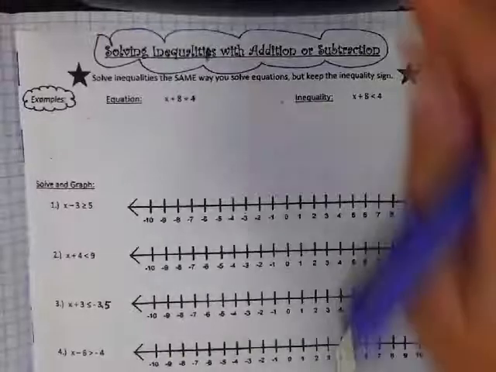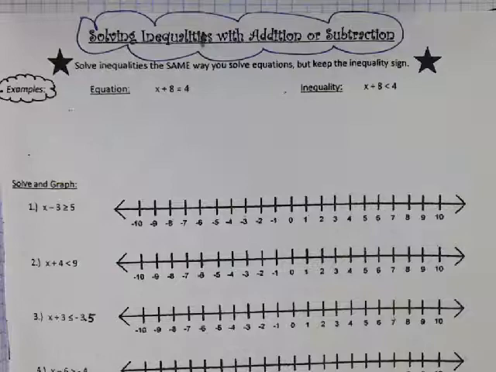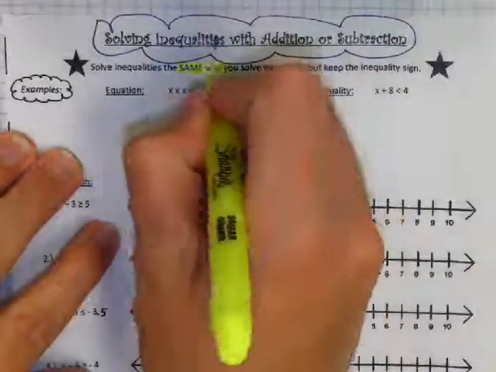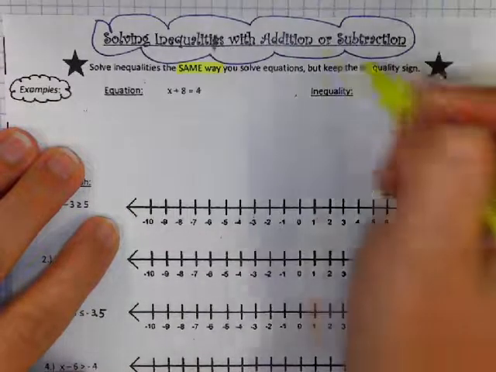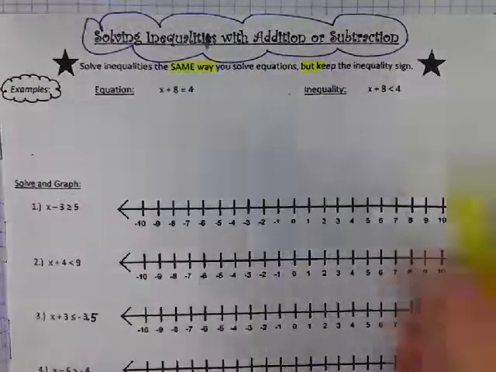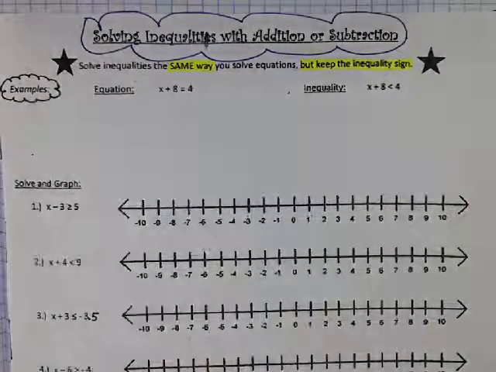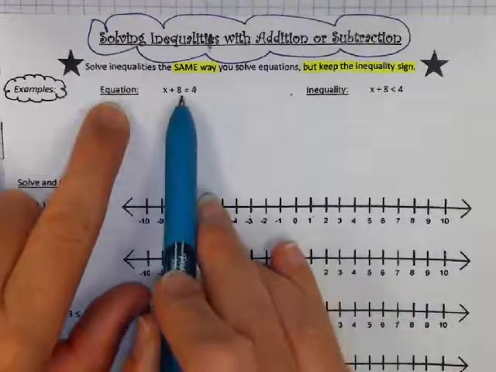So, if we have an equation, these are examples. When we solve inequalities, we solve them the same way you would solve equations, but we just keep the inequality sign. Okay? So, the same way we solve equations, we just keep the inequality sign. For example, an equation, x plus 8 equals 4.